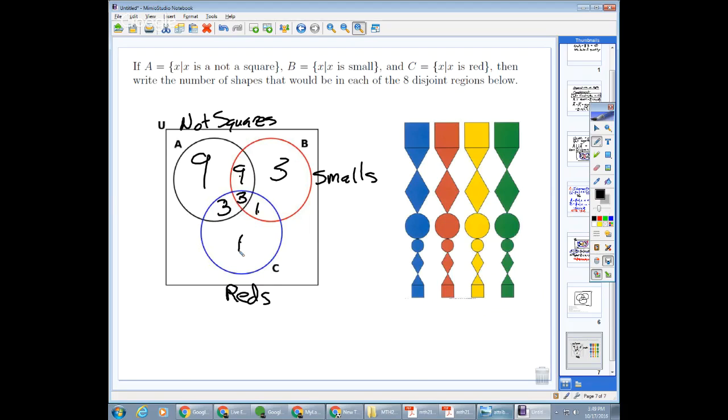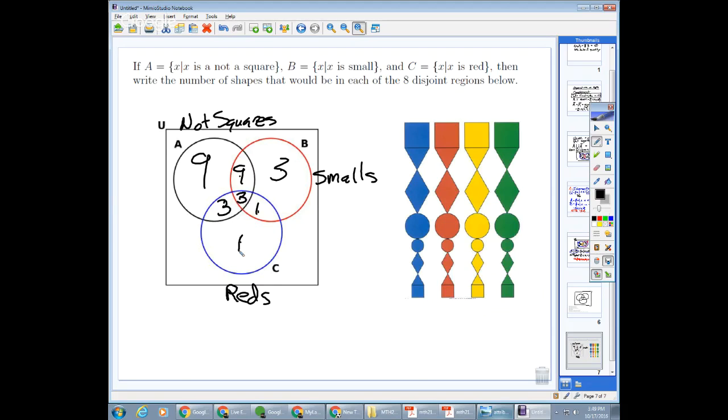Can we confirm that? Let's see, what would that be? It's outside the not square, so it must be a square, and it's outside the small, so it must be large. So I believe we're looking for things that are large red squares. How many large red squares are there? There's only 1. Oh.